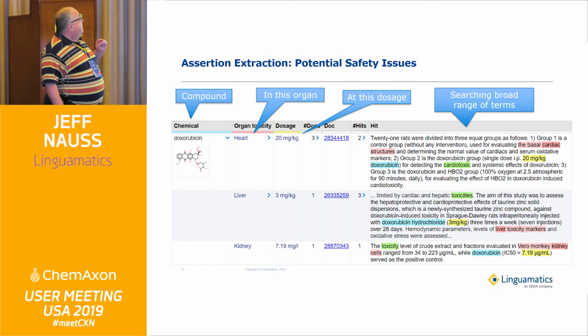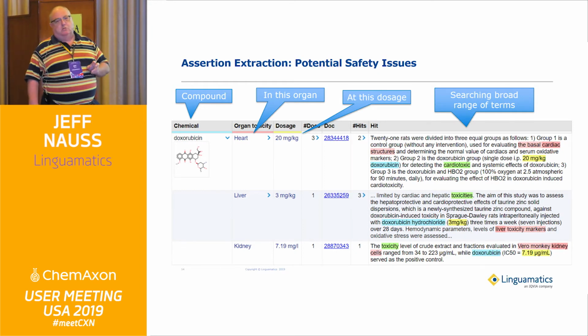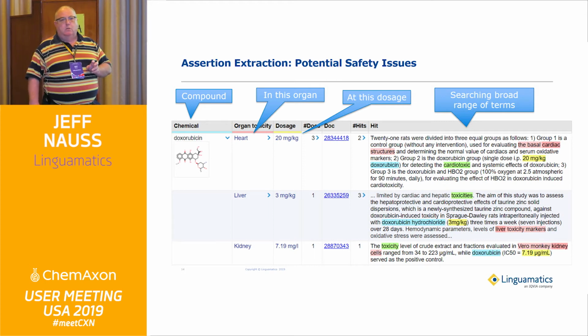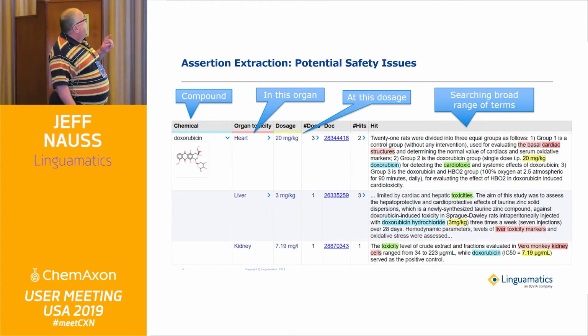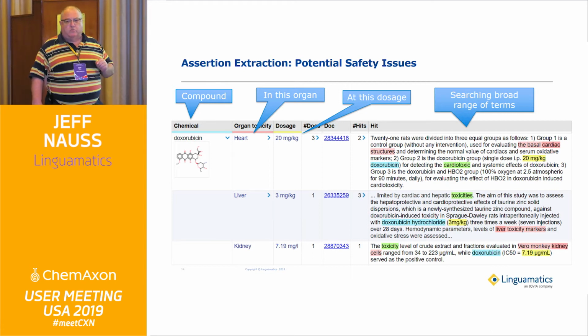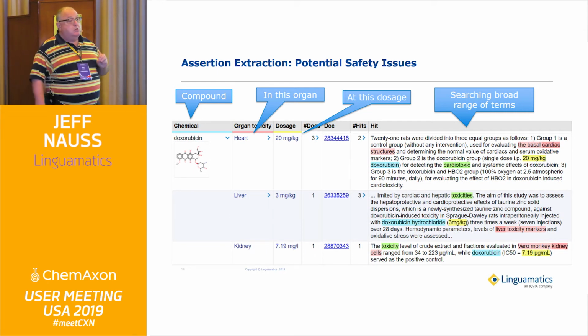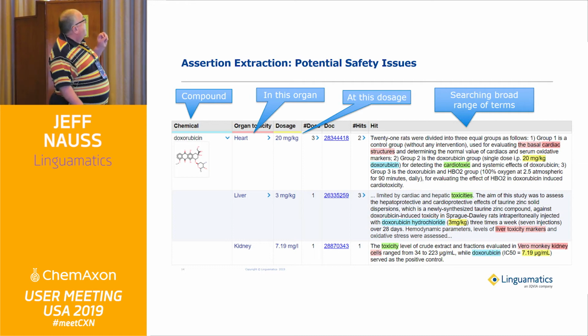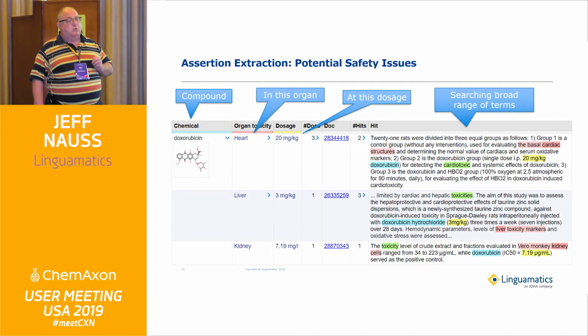The second column's given us then what organ in which there's been an event recognized. Third column, the dosage at which that was reported. And then the next column, certainly for that first row, it's showing that number 3 with the little blue arrow next to it. That means there were 3 documents that reported an adverse event, specifically a heart issue with this compound at 20 milligrams per mil for the dosage.